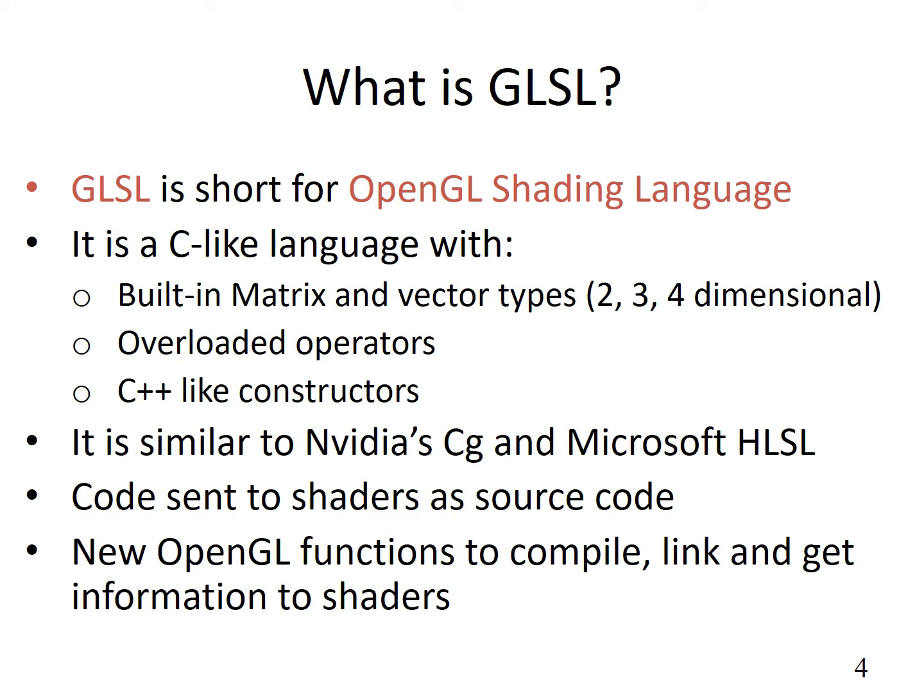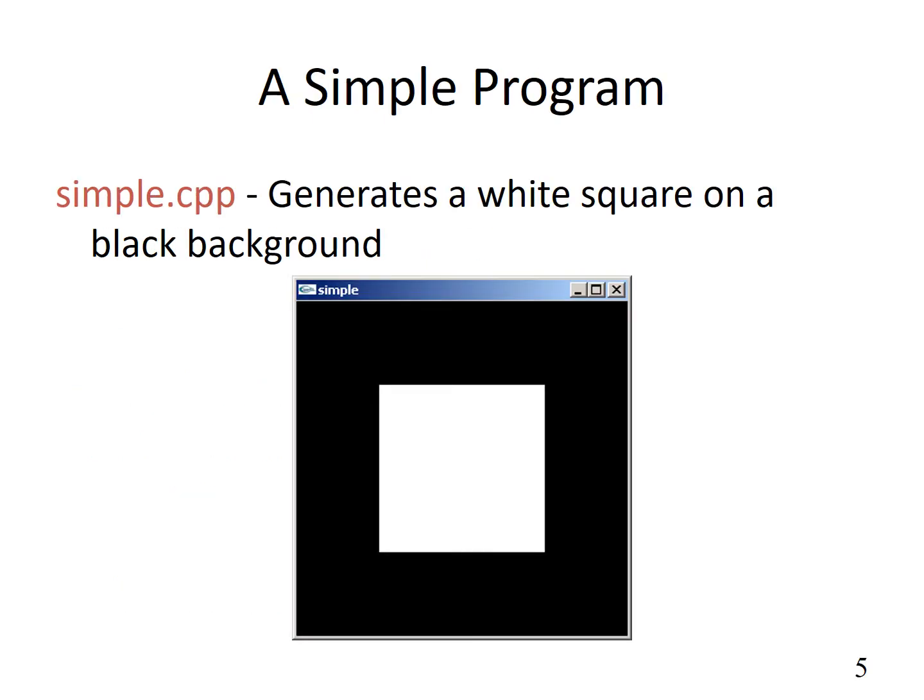GLSL shaders are not standalone applications but require an application program that uses the OpenGL API. GLSL has new OpenGL functions to compile, link, and get information on shaders. We will study GLSL in detail in later lectures. Let's look at a simple program that generates a white square on a black background. We will call it simple.cpp.